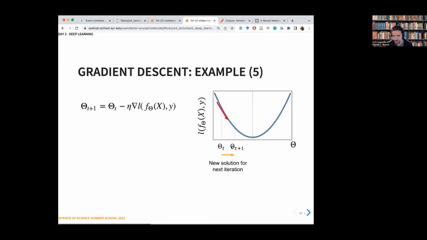Of course, in a real neural network, you have many, many more parameters than just one. You have millions of parameters sometimes. And I think there was a neural network last year that had a trillion parameters. That doesn't fit in one computer. You need a cluster of computers to train that neural network.